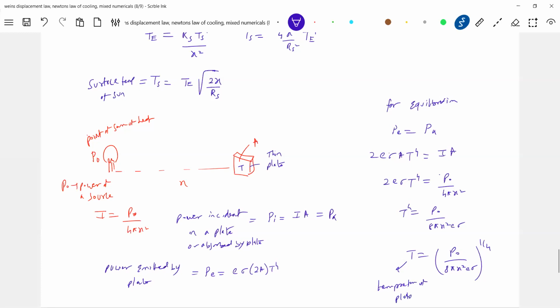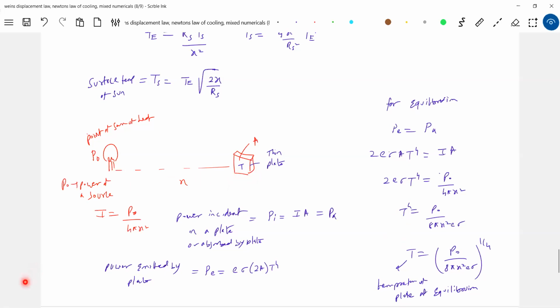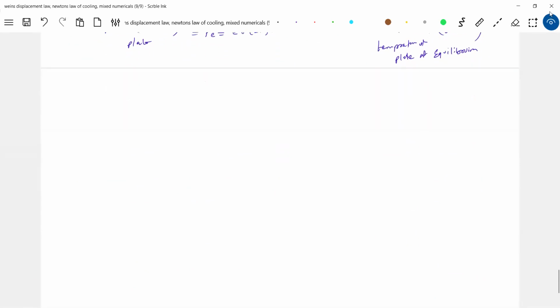Temperature of the plate at equilibrium. Getting the idea? Okay. Now, if a point source is not there and radiation is incident instead, what to do? So another situation may come, where radiation is incident. The intensity of the beam is I.